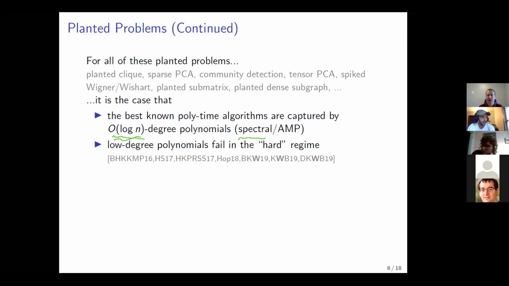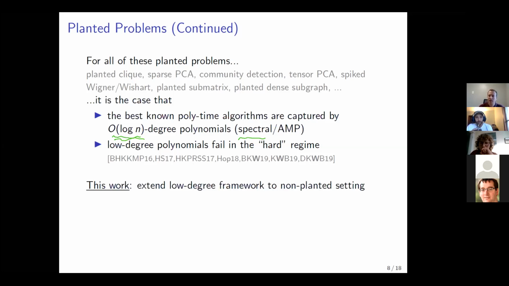If they succeed, then this suggests there should be an algorithm, say a spectral or AMP algorithm. And if they fail, then this gives fairly compelling evidence that maybe there is no algorithm for this problem. Or at least any algorithm for this problem would need to look a bit different from the types of things we usually use, like spectral and AMP.